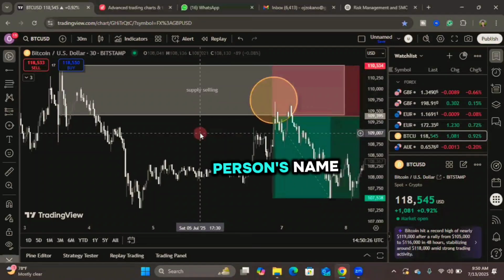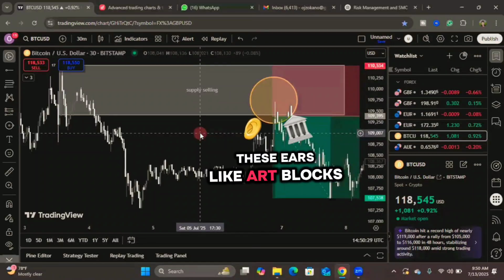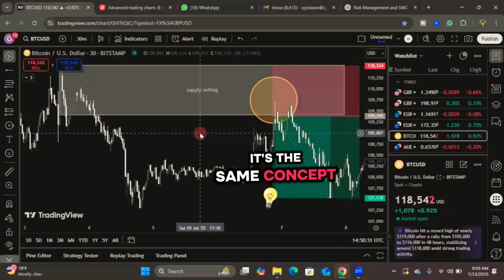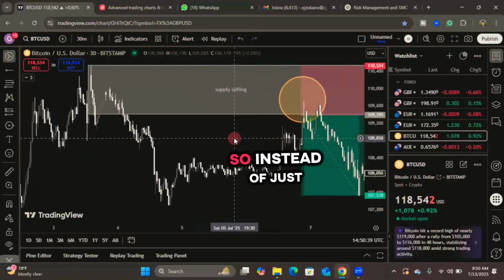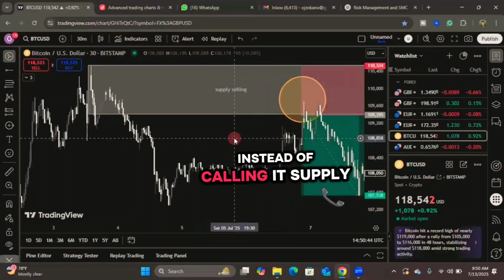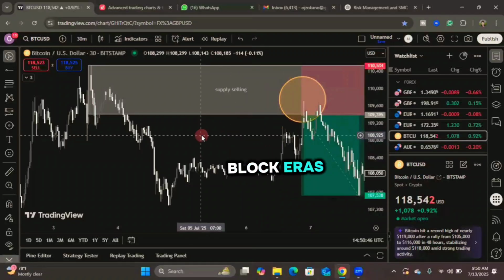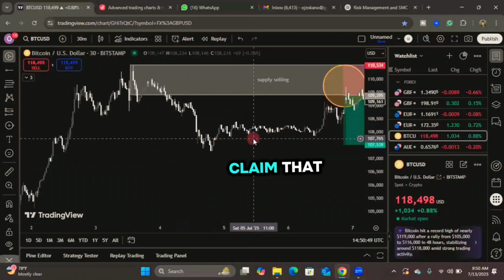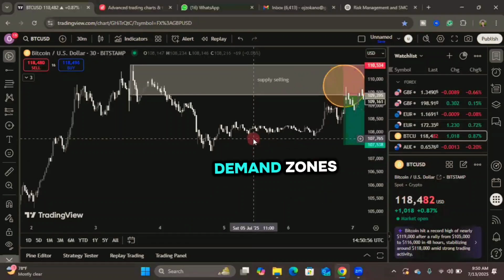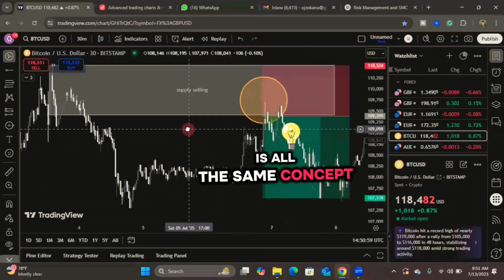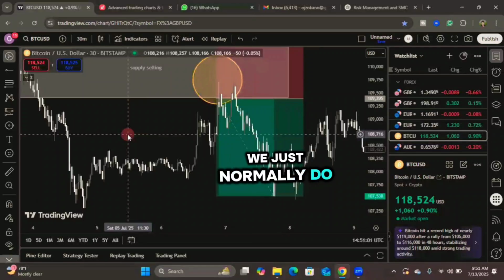You find that other persons name these areas order blocks. It's the same concept. People just rebrand it and sell it back to other persons. Instead of calling it supply and demand, people call it order block areas. And this is where people claim that big institutions like hedge funds and banks are entering the trade, at order blocks, at supply and demand zones. It's all the same concept, and this is how we normally do our trade.